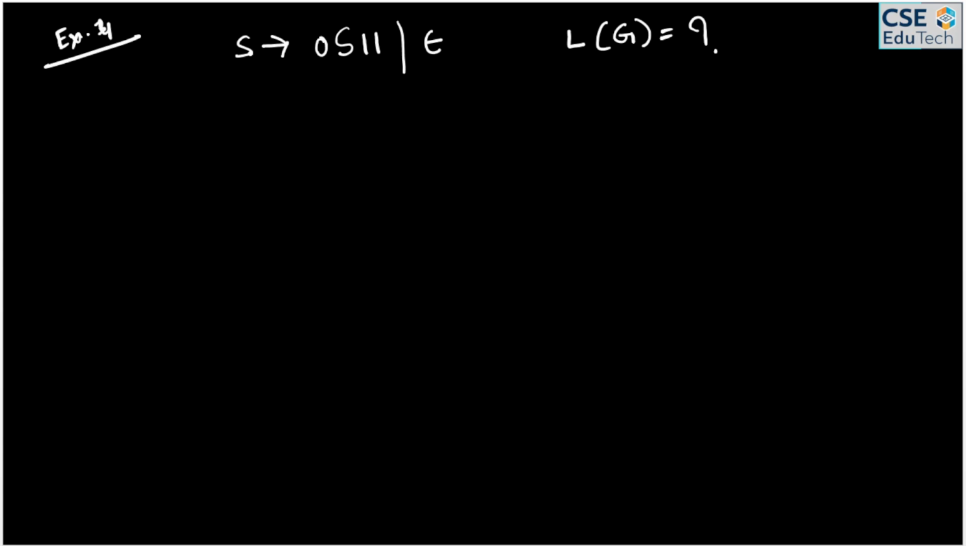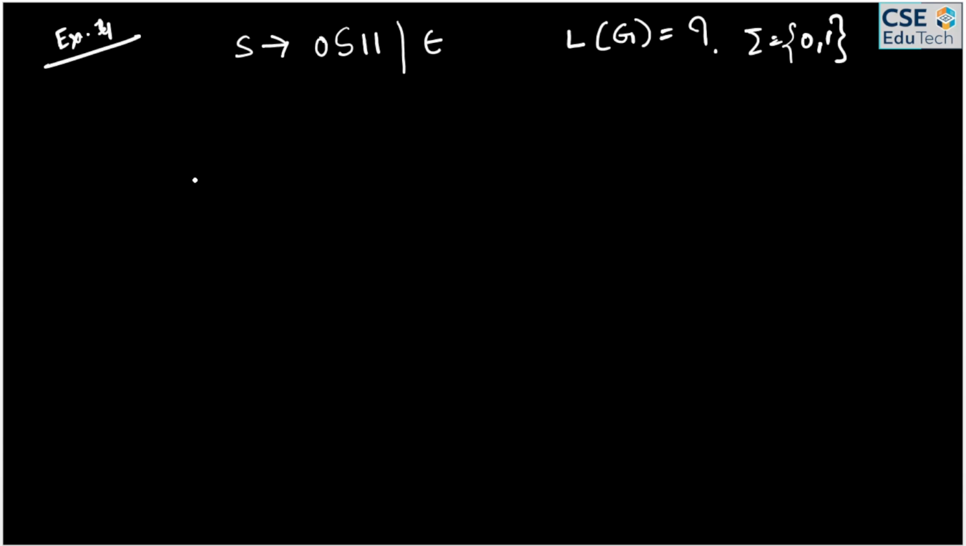Okay, we'll give another example. Suppose, exercise 4. Now suppose we are given some production rules of this form. Clear? S to 0S11, or epsilon, or null. So now we have to find the language generated by this grammar. What will be the language? Here all other symbols remain same. Here S is the start symbol and 0 and 1 are the terminals. Clear? Here sigma is basically 0 and 1.